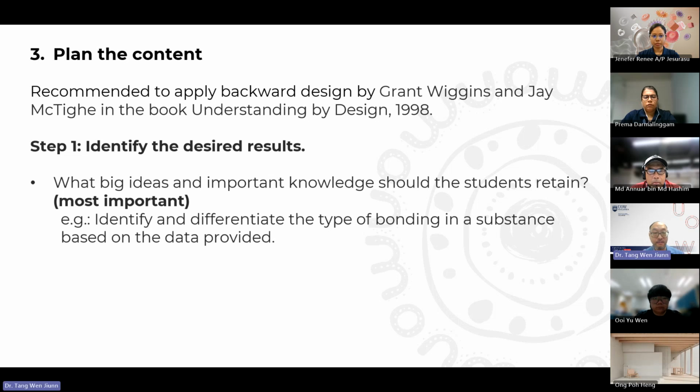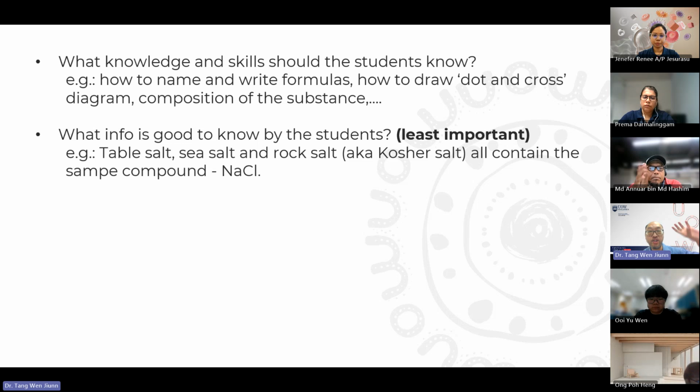For example, this one is referring back to my LOs earlier. The main big idea or important knowledge is for them to identify and differentiate the type of bonding in a substance based on the data provided. That's the final thing they attain from completing that class. In order to achieve that, we then ask what they should learn before they can achieve that. So we have to teach them how to name, how to write the formula, how to draw the dot and cross.